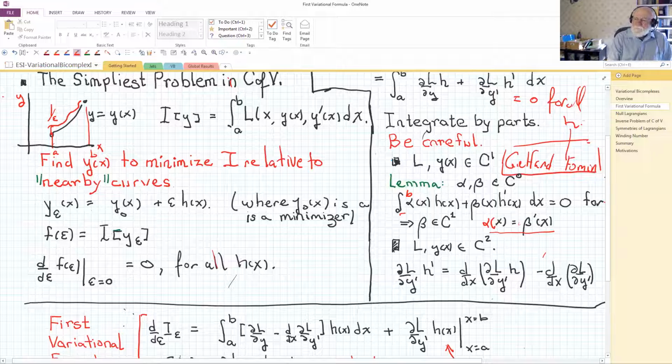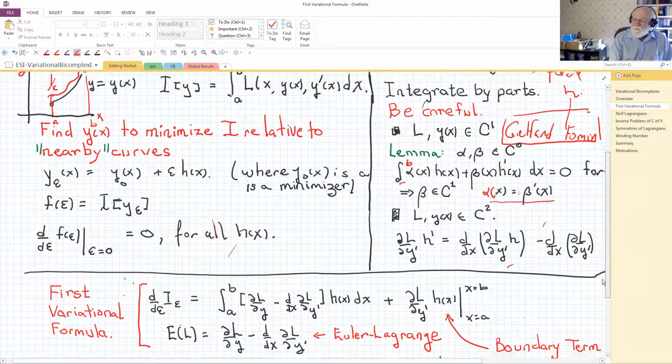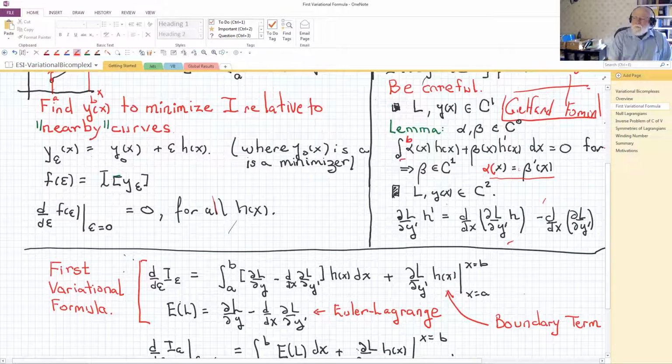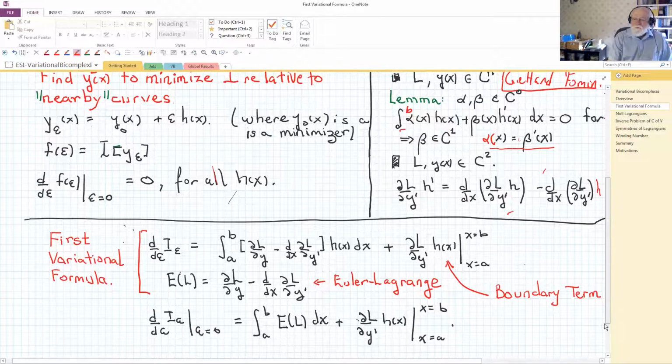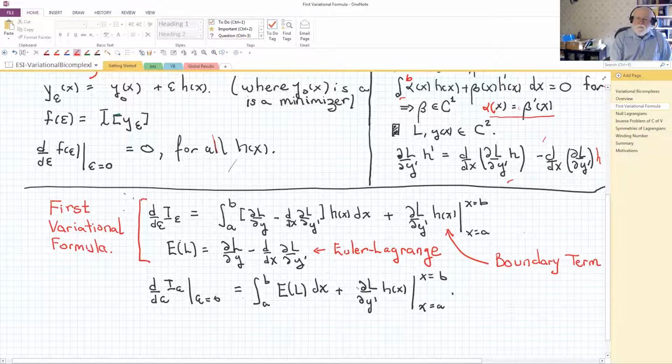If, however, and this is the case that we'll talk about mainly, the Lagrangian and our minimizing function are of class C2, then we can integrate by parts. This is a standard trick in the calculus of variations. So write this as the total derivative of this expression minus the derivative of this term times h. Left out the h there. Okay, and so this is the formula that I'm trying to get to.